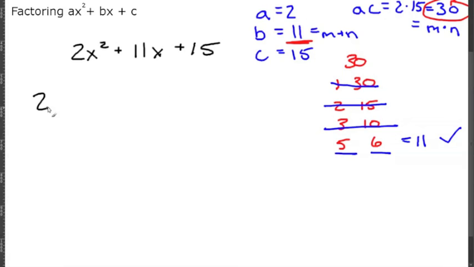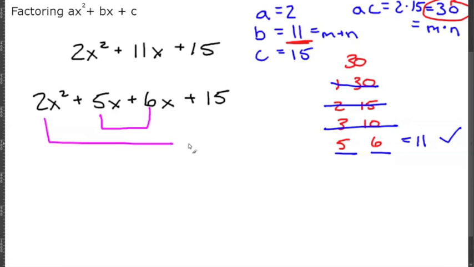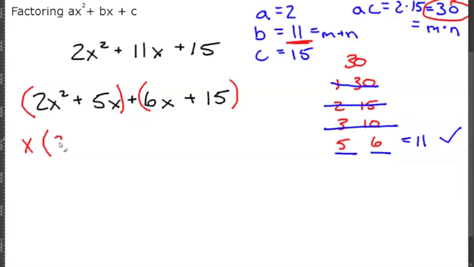Now we're going to have 2x squared plus 5x plus 6x plus 15. 5 times 6 is 30, and 2 times 15 is 30. Our next step would be to group and simplify. So if we group the 2x squared and the 5x, and the 6x and the 15 together, we can pull out an x from the 2x squared plus 5x. So that's going to leave us with x times 2x plus 5.